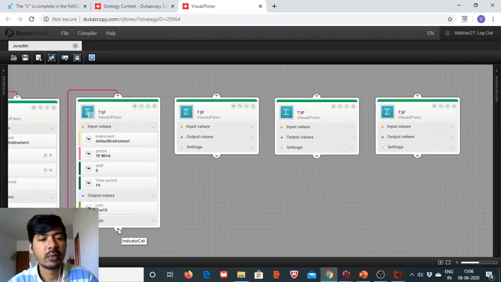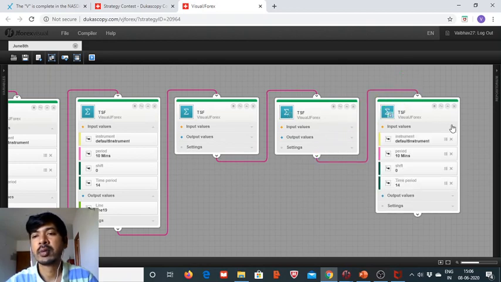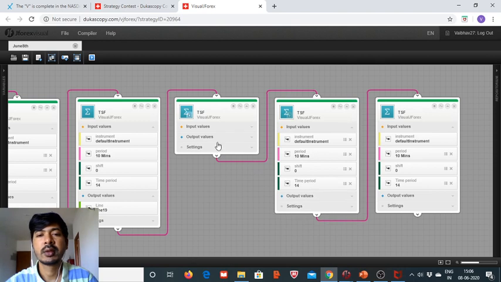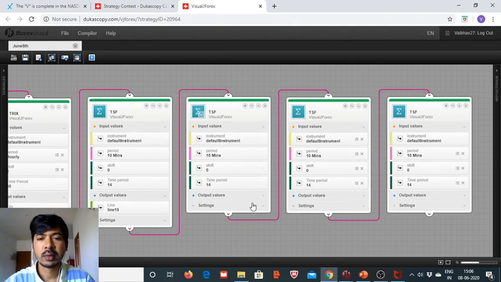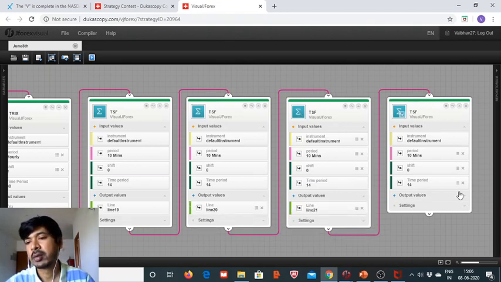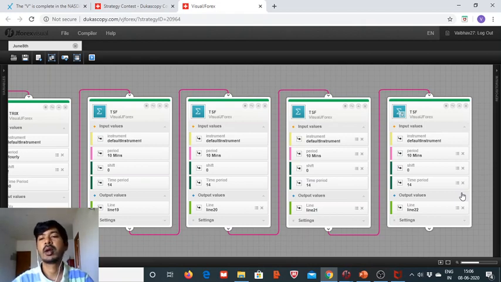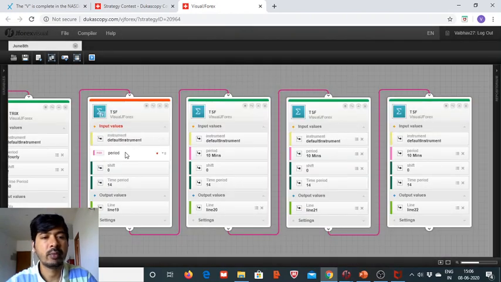Now let us connect this. We have got 4 TSF candles with values which need to be defined. So here we have line 19 to line 22, which now need to be given an hourly time frame.